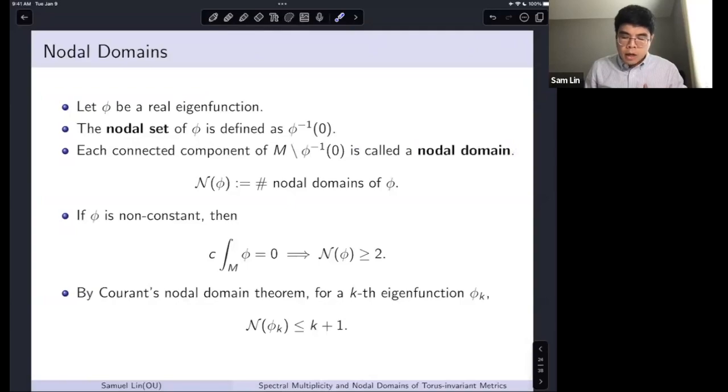Now, if phi is not a constant eigenfunction, then we know that the inner product with the constant is 0. And hence, the number of nodal domains for a non-constant eigenfunction is greater than or equal to 2. On the other hand, by Courant's nodal domain theorem, for a kth eigenfunction phi k, the number of nodal domains is at most k plus 1. Now, various asymptotic improvements were obtained in the past, and to get a good idea of those results, I think the last talk last week summarizes them nicely.